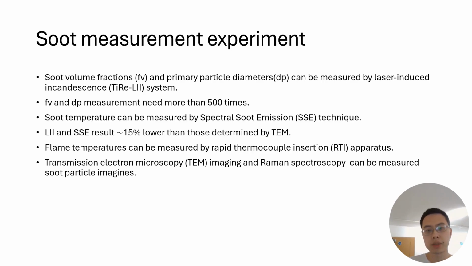Here are some experiment soot examples, such as how to determine the soot volume fraction fv and primary particle diameter dp by laser induced incandescence, normally called the LII system. fv and dp can also be measured more than 500 times. Soot temperature can be measured by the spectral soot emission (SSE) technique.